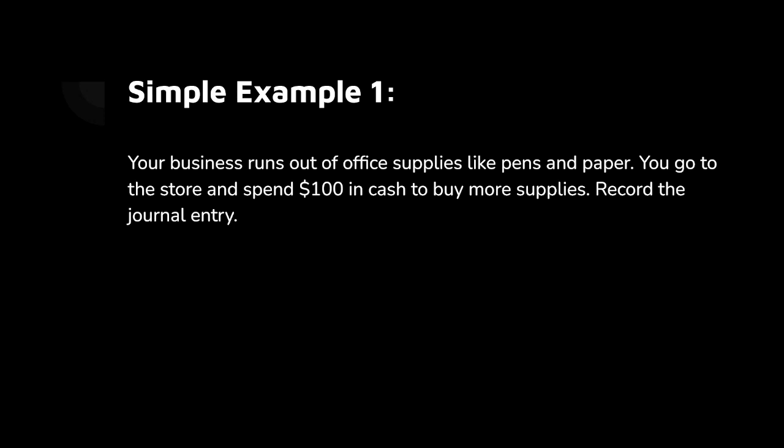So, as we remember, assets increase with a debit, decrease with a credit. So here's the journal entry. It's just 2 lines, so you're debiting office supplies for 100 and you're crediting cash for 100. Office supplies went up, so there's a debit. Cash went down, so there's a credit. And this is because they're both asset accounts. And see, we've balanced the journal entry because there's 100 in debit and 100 in credit. So let's move on to another one.